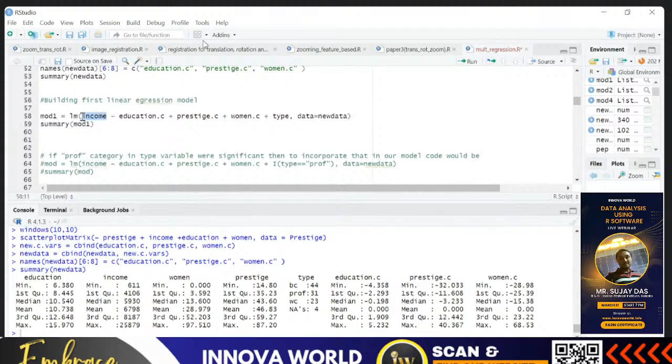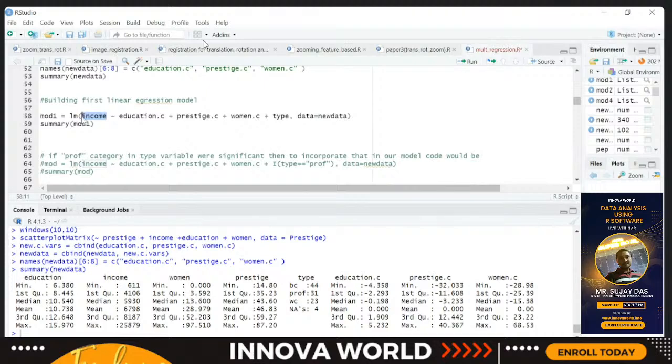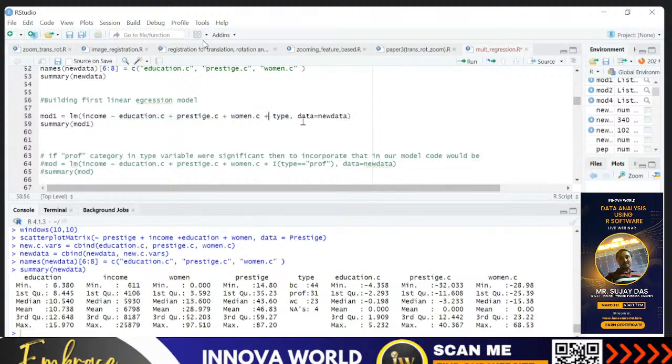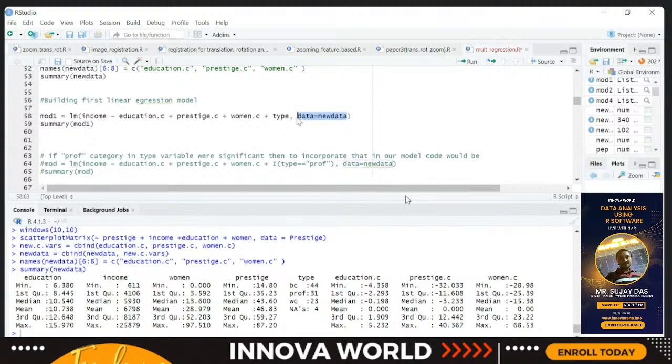Okay, and what is your response variable? The response variable is income. That means you want to predict income on the basis of these 4 variables: education.c, prestige.c, women.c plus type. So these are your predictor variables. You are explaining income on the basis of these 4 variables. And where do we get these variables? We get them in the new data set, and we'll be creating a linear model using these variables. So let us run this.